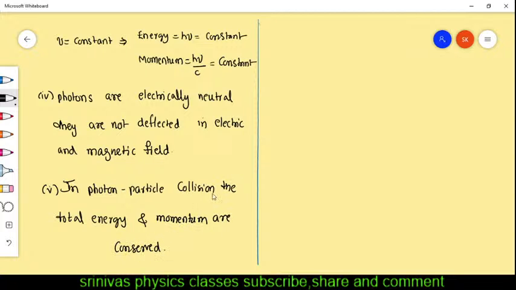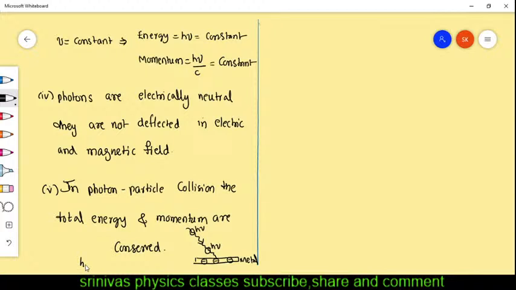What is the meaning of this? Where does photon particle collision occur? Can you give any example? Have you learned anywhere that a photon collides with particles? When light is allowed to be incident on a metal plate, this metal plate has electrons. Then one photon collides with one electron and supplies its total energy to the electron. In this case, the law of conservation of energy is obeyed.